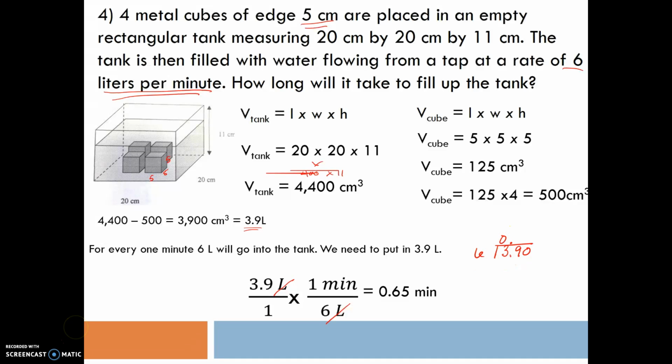Right? So we'll go to the next digit and we look at those together. Can I divide 39 by 6? Yes, I can. 39 divided by 6 is 6. So I'll put a 6 above the 9. And 6 times 6 is 36. So I do my long division like normal. 9 minus 6 is 3. I'll bring down the 0. And now I have 30 divided by 6. And that will be 5. So that's how I get my 0.65 minutes.